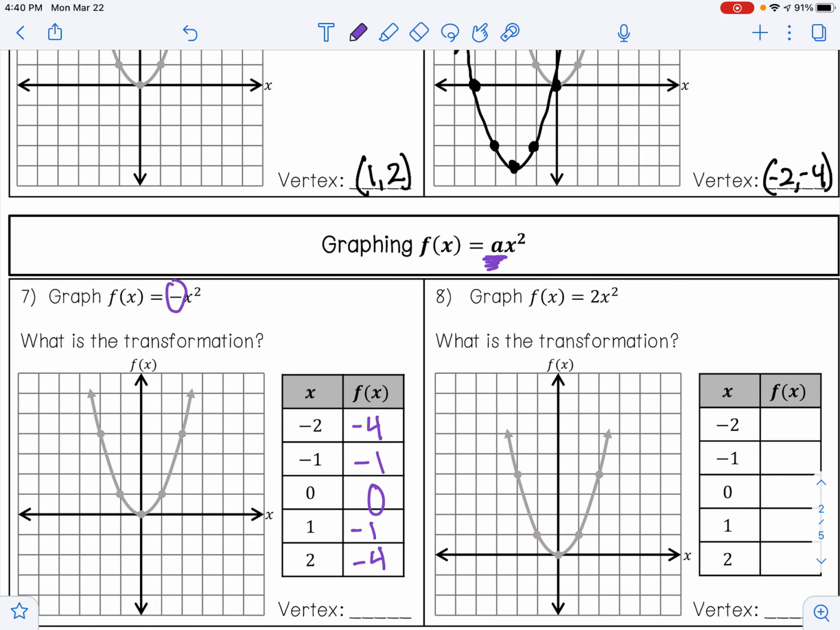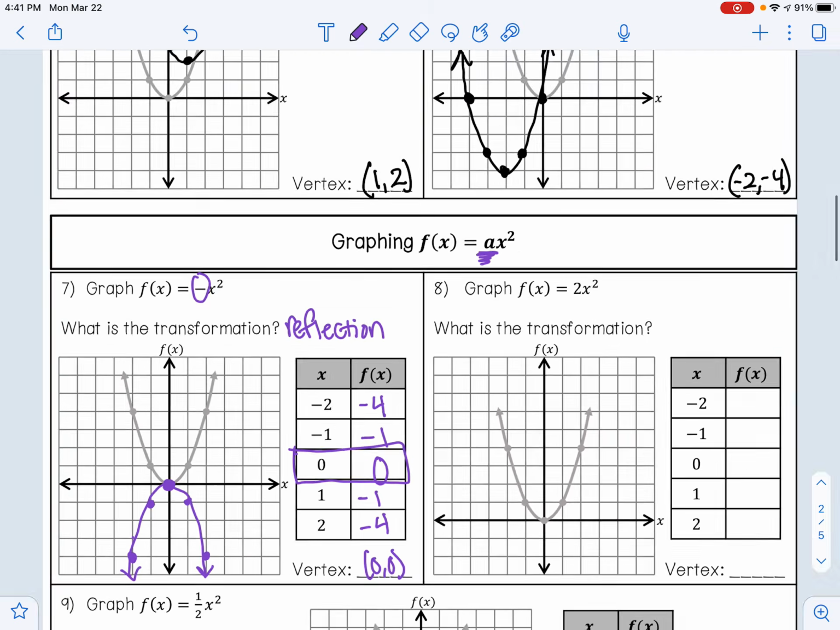So I'm going to go ahead and plot these points and draw my parabola. So when this happens, when your parabola flips and goes to the other side of your x-axis, this is called a reflection across the x-axis. And that will always happen whenever your a value is negative. Here my vertex is still the point 0, 0. So our vertex did not change.